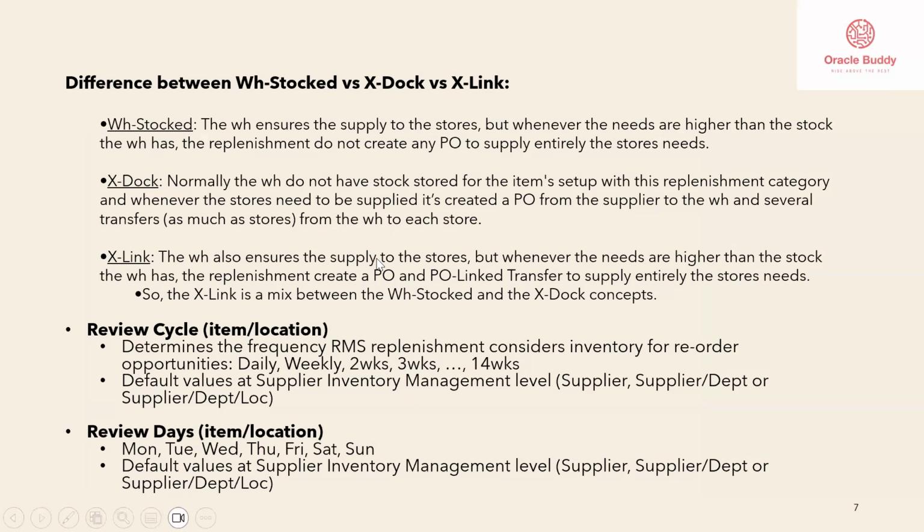Let's talk about the difference between warehouse stocked, cross-dock, and cross-link in detail. Warehouse stocked: the warehouse ensures the supply to the stores, but whenever the needs are higher than the stock the warehouse has, the replenishment does not create any PO to supply the store needs entirely. Next is cross-dock. Normally, the warehouse does not have stock stored for the item set up within the replenishment category, and whenever the stores need to be supplied, it creates a PO from the supplier to the warehouse and several transfers, as many as there are stores, from the warehouse to each store.